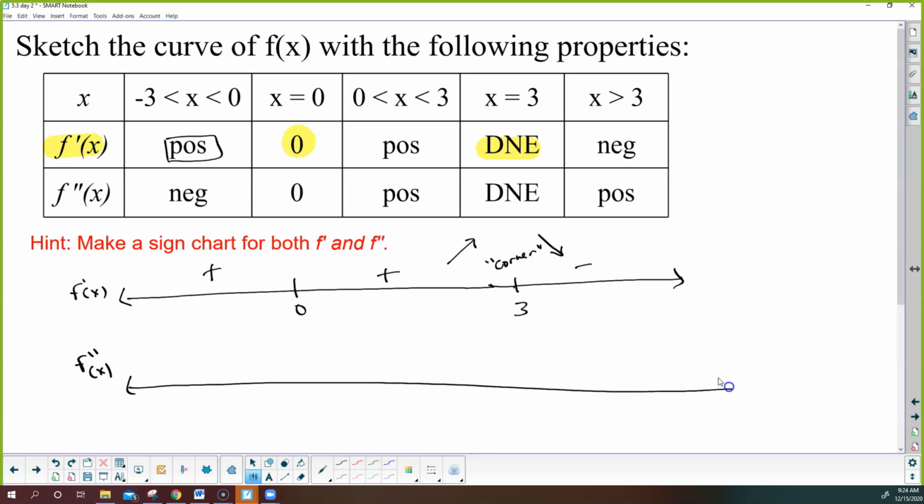All right, but now look at the second derivative. The second derivative also has a 0 at x equals 0, and it went from being negative to positive. So this point right here is a point of inflection, because there's a change in the second derivative. And then at x equals 3, it doesn't exist, but I go from positive to positive, so there is no sign change, which doesn't make this a point of inflection. So I just wanted to show you that quick. Sign charts can be helpful.